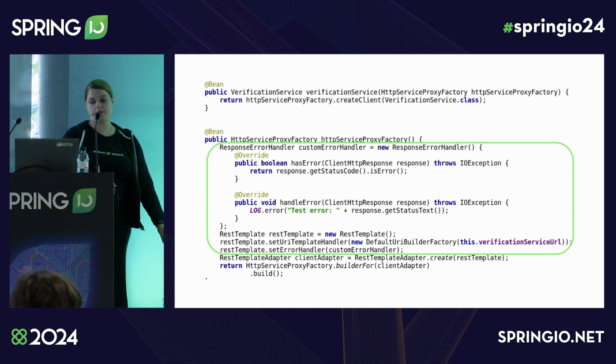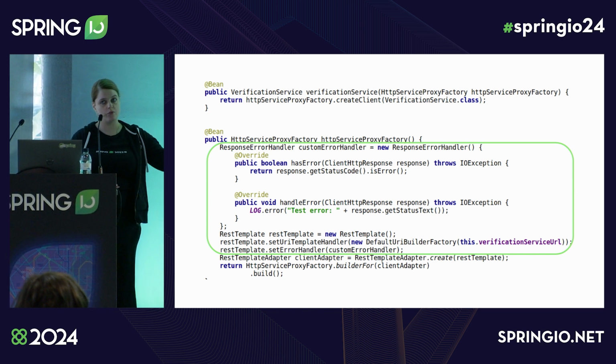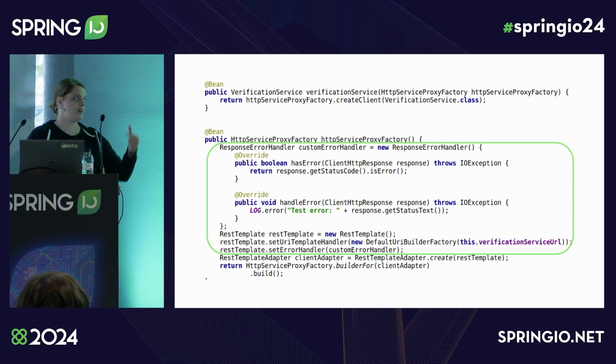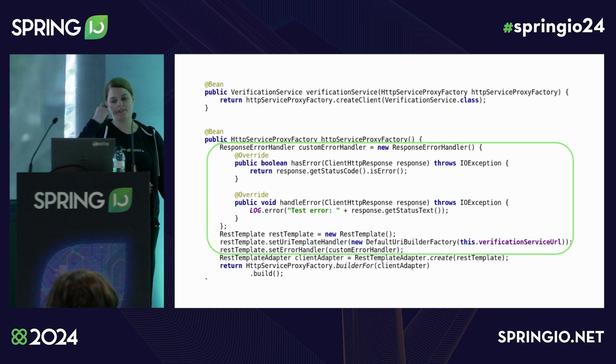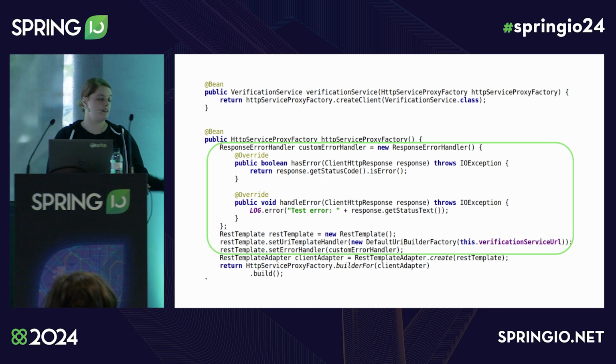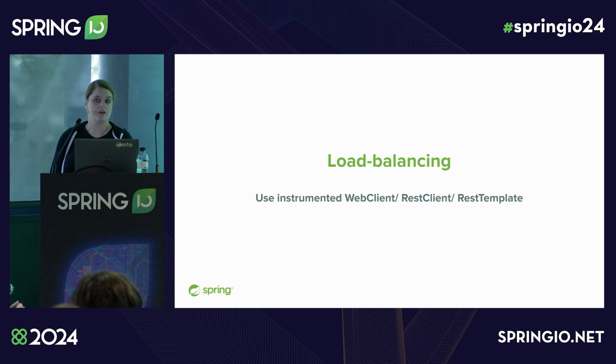And obviously, we can do it also for REST template. It's pretty much the same. The API is just older, but what it does is the same. Tell me what is your error, and then what do I do with it once I have it, and then we use the set error handler method to actually put it there.